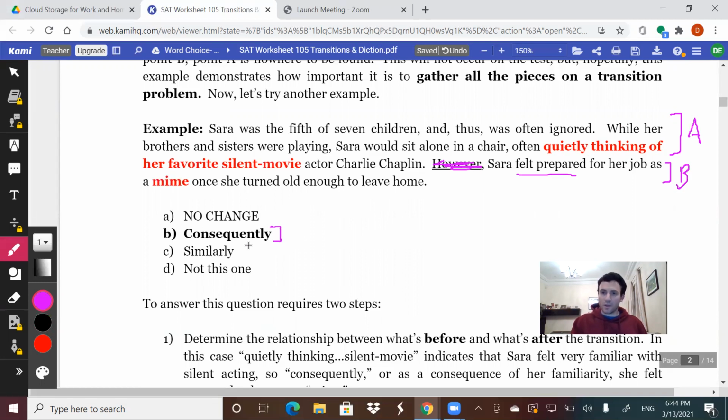You need to know what this word means, though, in order to be able to execute on your knowledge of the relationship between these 2. Consequently means as a result or as a consequence.